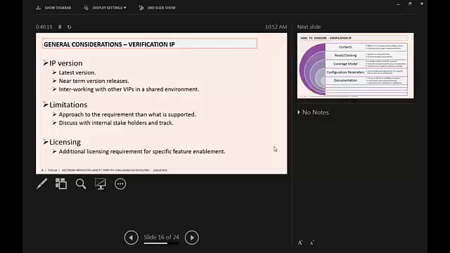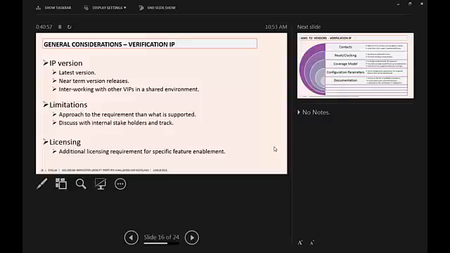The second is the limitation. The best way to discuss limitations is to go with the list of features which you want to verify in our environment, and check with the vendor whether these features can be verified with the VIP or not. If not, we can ask them when these things can be updated in the VIP. The next level is to discuss with the internal team members the issues or limitations which the VIP has, and then based upon that, we can discuss the schedule impact.